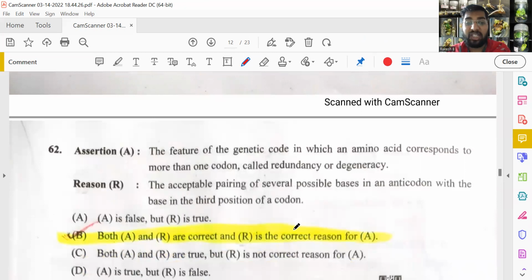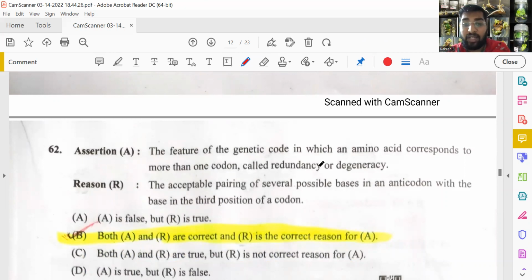They have given two assertion and reason questions. A feature of the genetic code in which an amino acid corresponds to more than one codon is called redundancy or degeneracy. It is very true. For example, one amino acid might be coded by many codons. That is called redundancy or degeneracy.